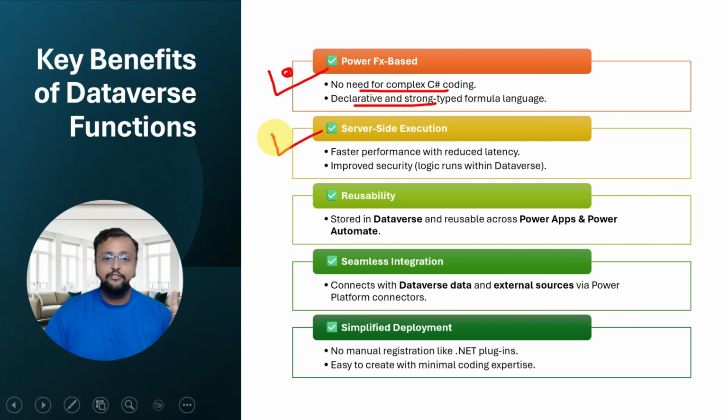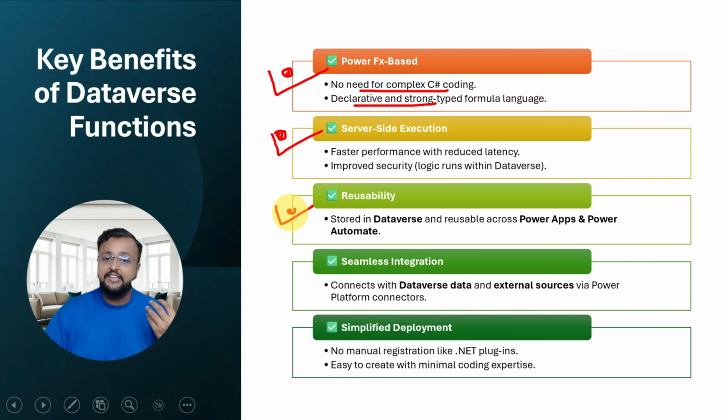Second is executed on the server side. So obviously it's faster in terms of performance and reducing the latency. Okay. And it improves the security as well, because obviously whenever we are writing any client-side scripting, there is always a fear of injection, right? When any logic is executed on server side, basically it's always secure.